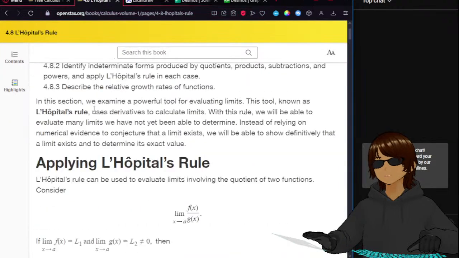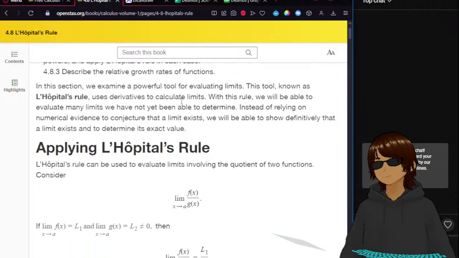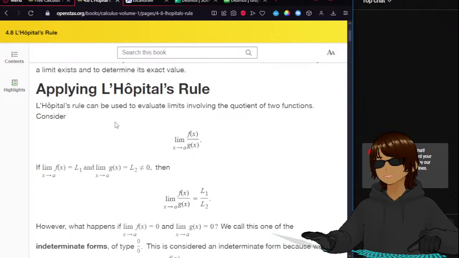In this section, we examine a powerful tool for evaluating limits. This tool, known as L'Hopital's rule, uses derivatives to calculate limits. With this rule, we will be able to evaluate many limits we have not been able to determine. L'Hopital's rule can be used to evaluate limits involving the quotient of two functions.